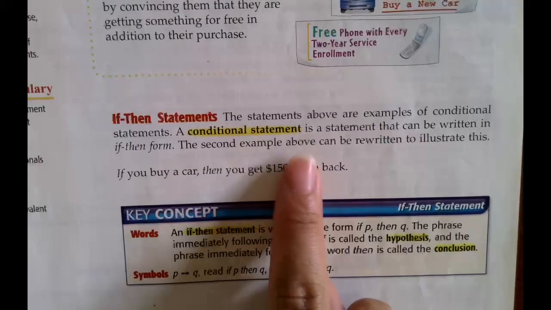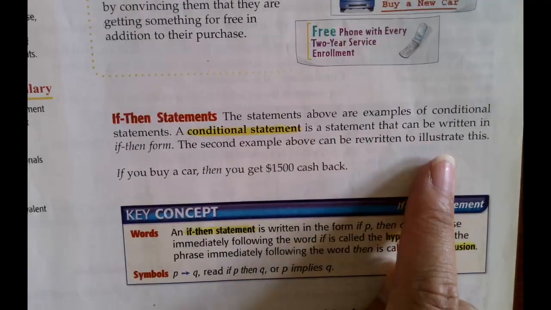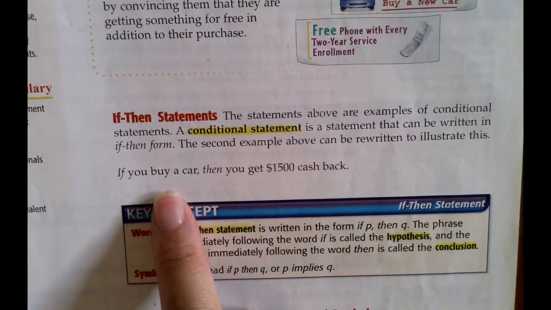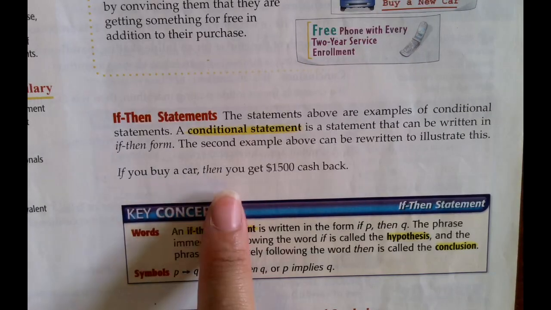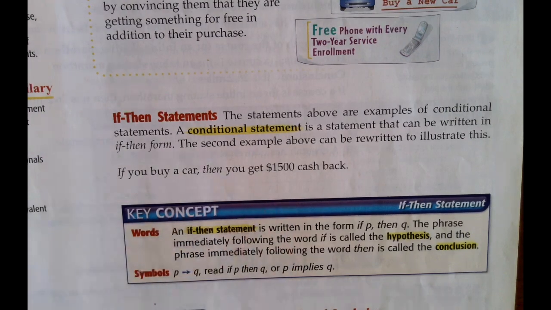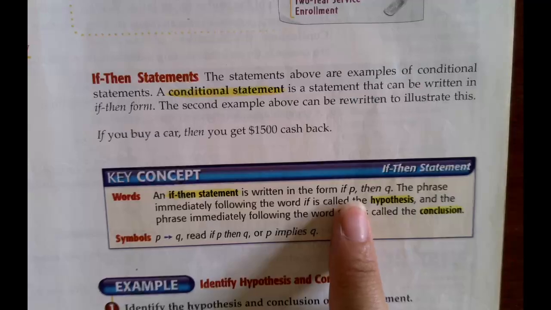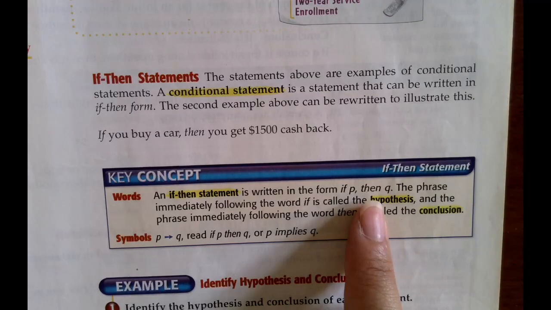So a conditional statement is just a statement that can be written in the if-then form. Okay, this is an example here. If you buy a car, then you get $1,500 cash back. An if-then statement is written: if blah blah blah, then blah blah blah, okay?